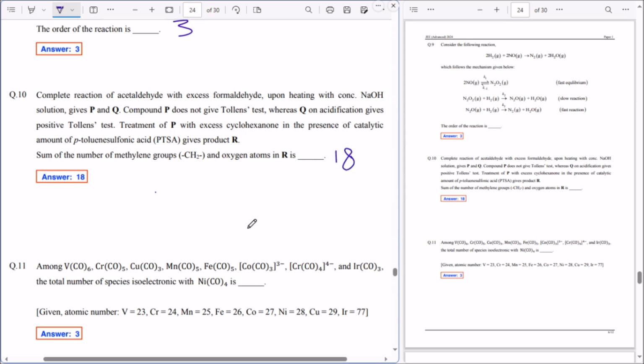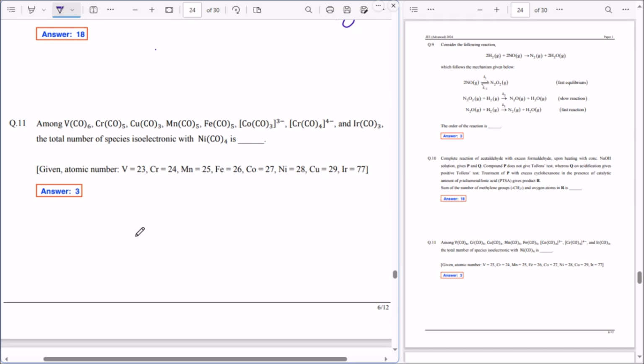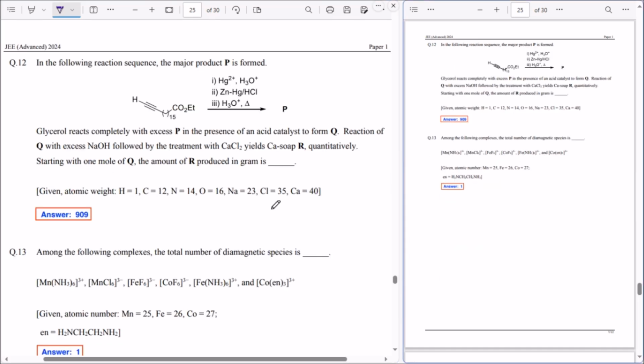Next, question number 11. Among all these complexes, the total number of species isoelectronic with the nickel complex is 3. Next, question number 12. In the following reaction sequence, the major product P is formed.